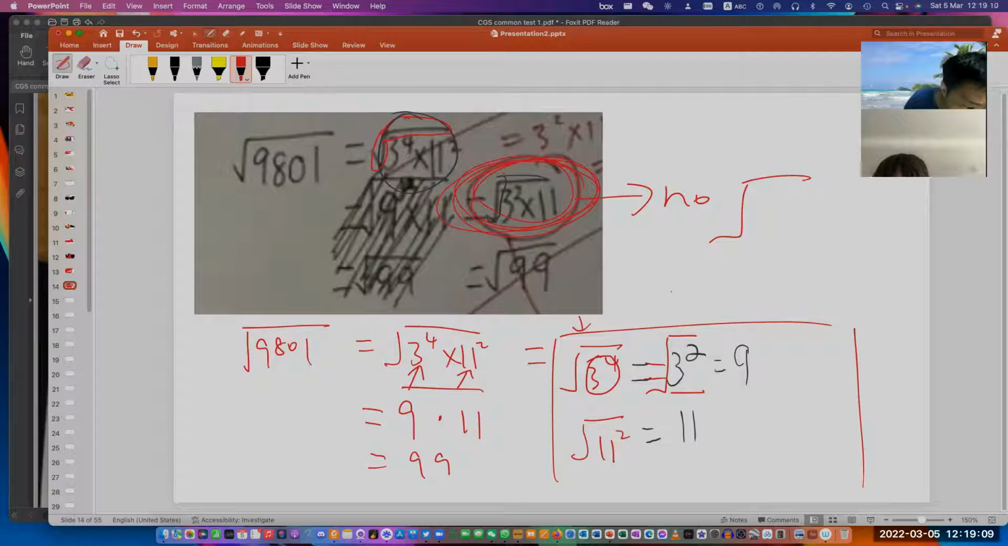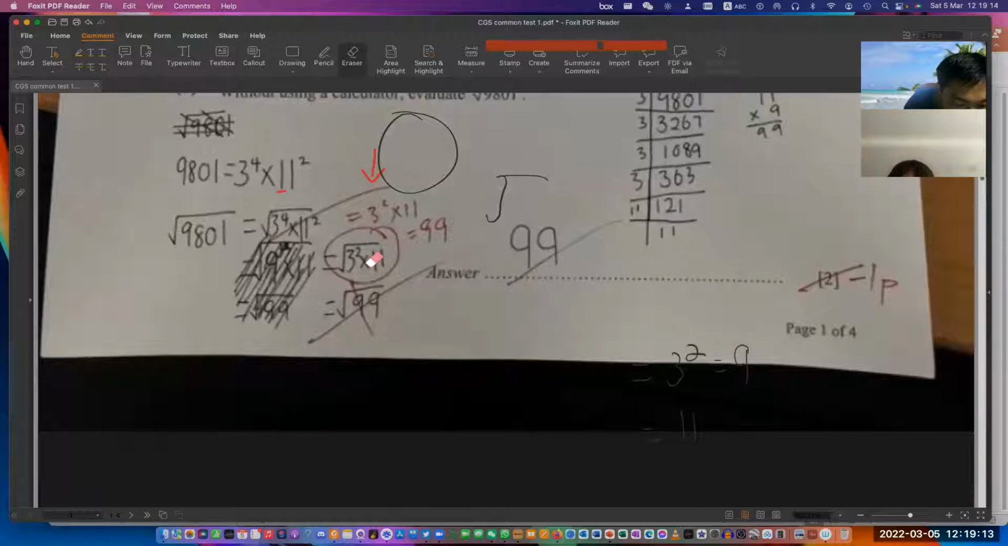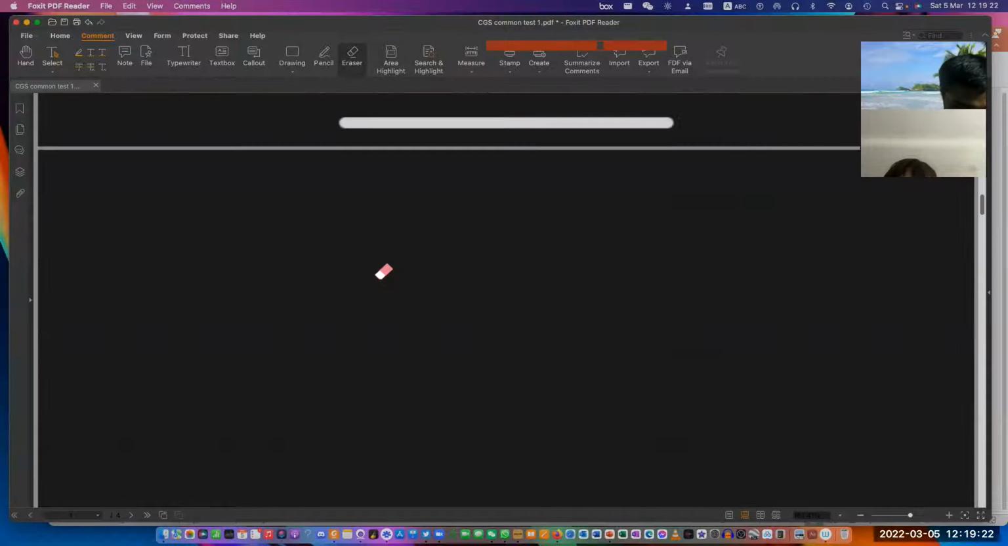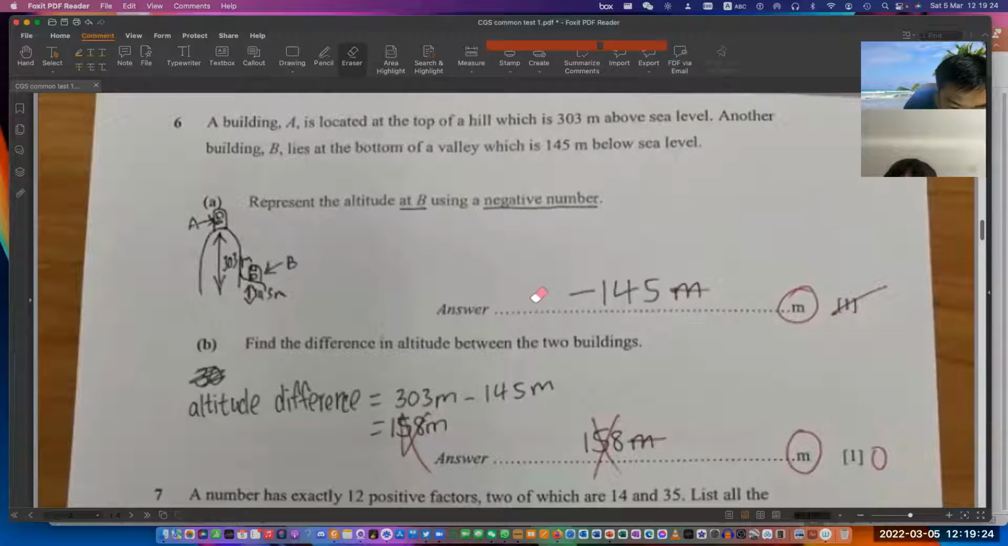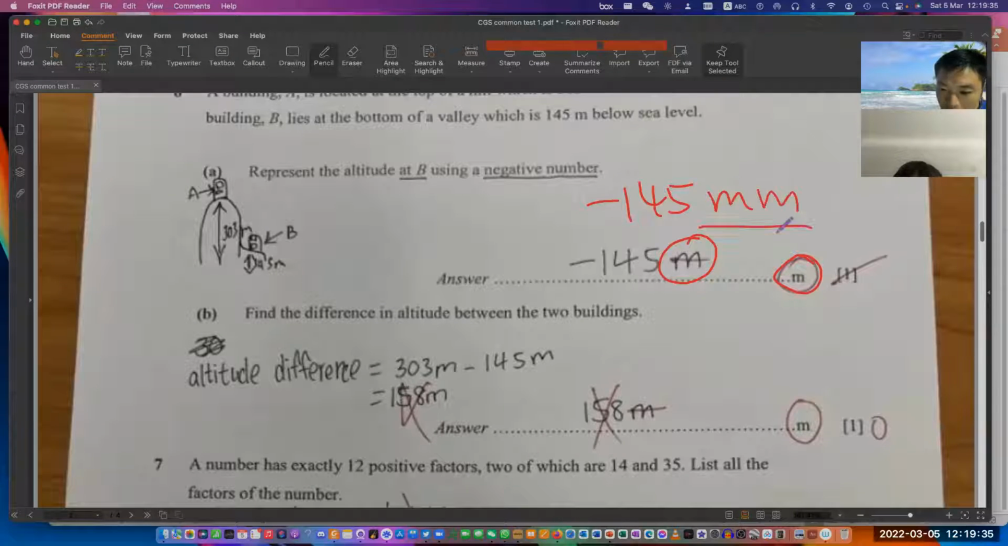That's why I don't understand this part. From here to here, you apply the square root and you still write the square root above. Okay. Next question, you're supposed to be penalized. You know why? The unit is there already. You go and write another unit. So what is the meaning? Basically, the answer is meter. What's this?